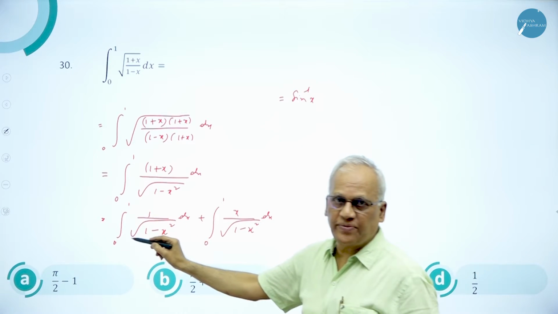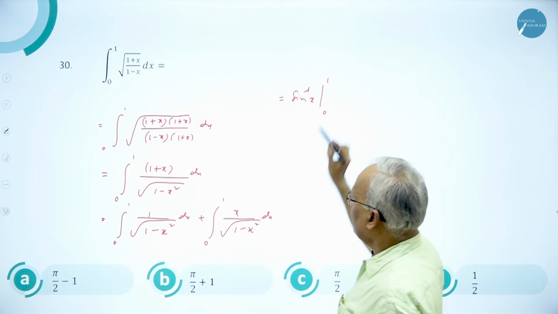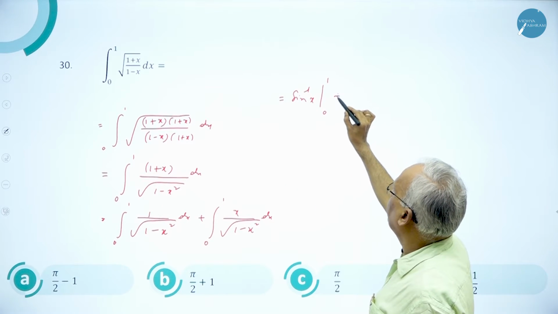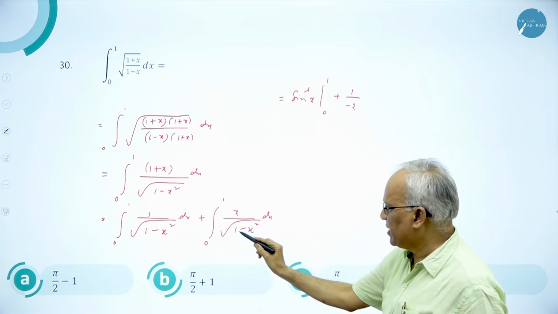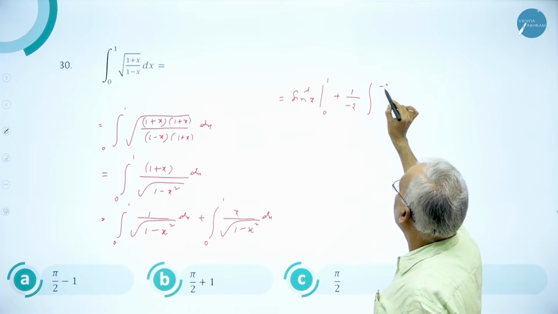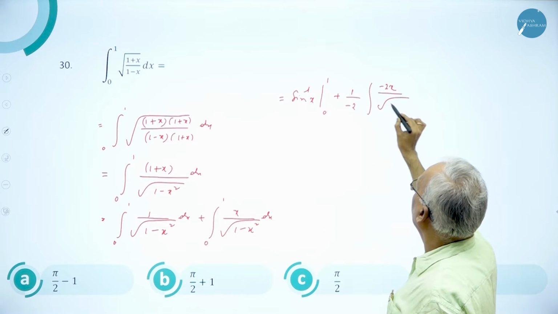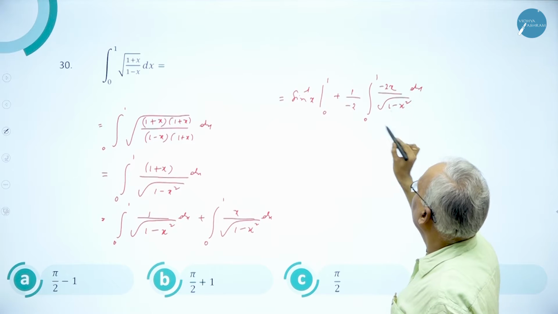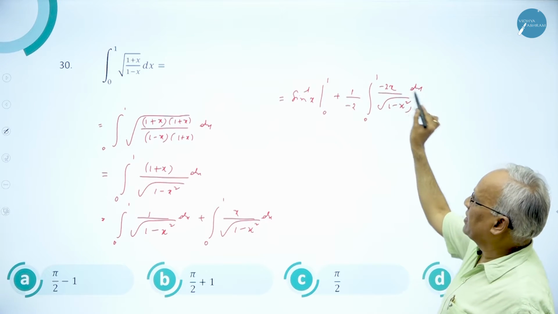Integral of 1 over root 1 minus x squared is sine inverse x between 0 and 1. And to integrate this, I take plus 1 over minus 2, because I want minus 2 here, because derivative of 1 minus x squared is minus 2x. So I multiply by minus 2 and divide by that minus 2, root of 1 minus x squared into dx between 0 and 1. This adjustment you should know, so that I take this as t and that becomes dt.